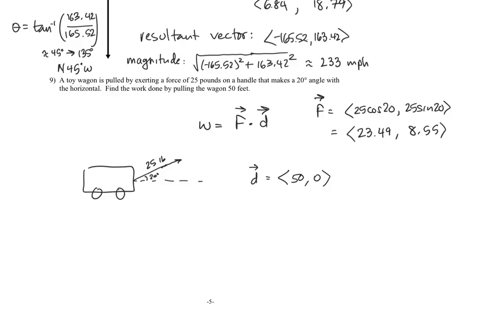So then the dot product is going to be that linear combination, the product of the two horizontal components. So that's 1,174.62 plus the product of the two vertical components is 0. So this is 1,174.62 pounds.